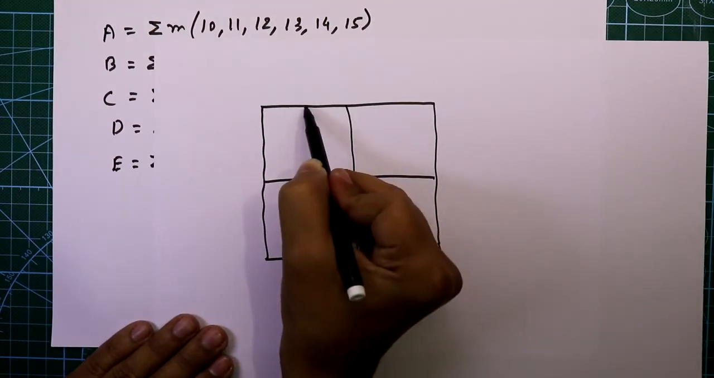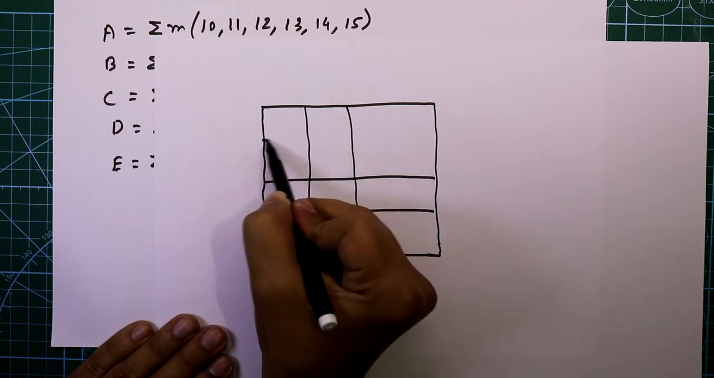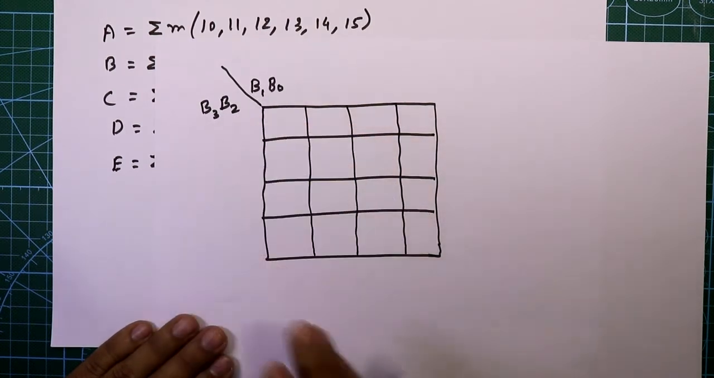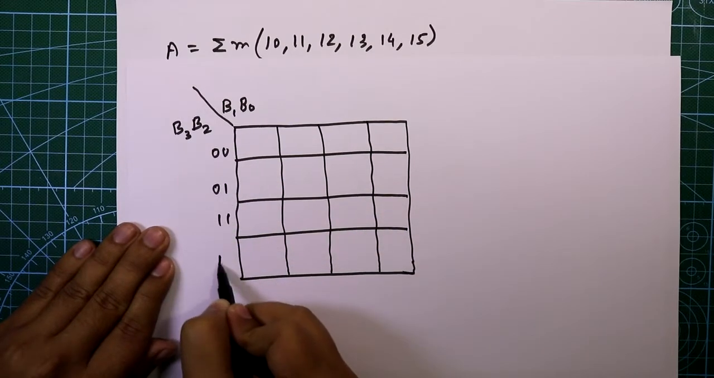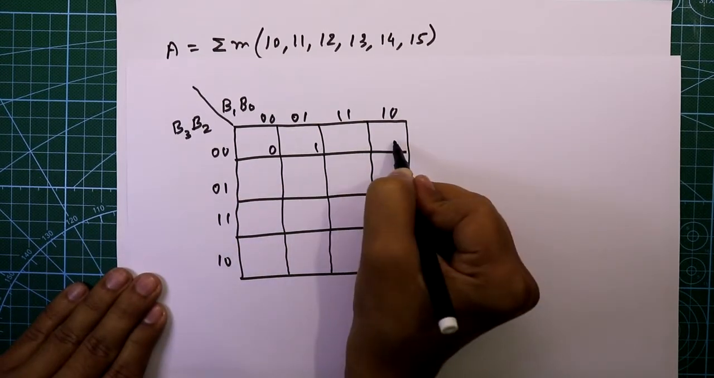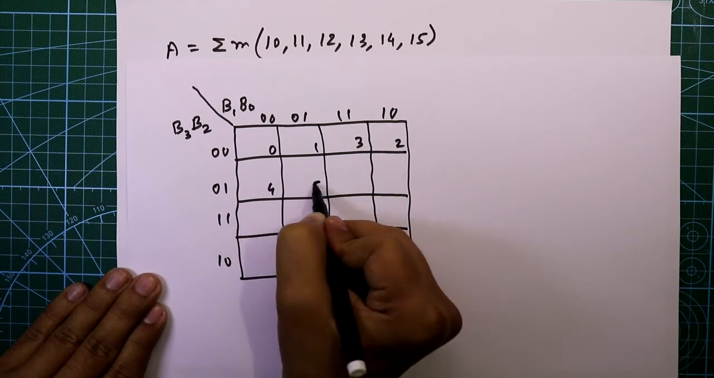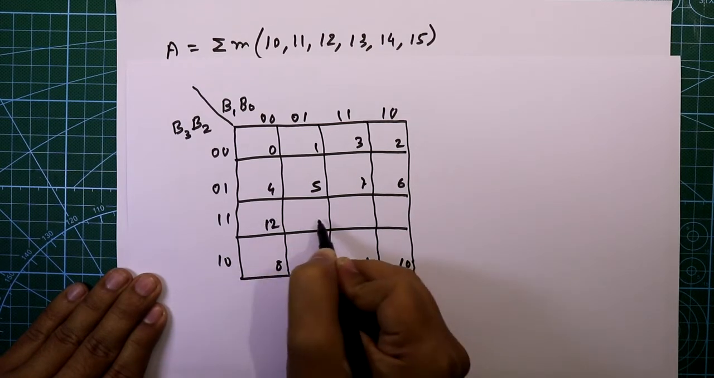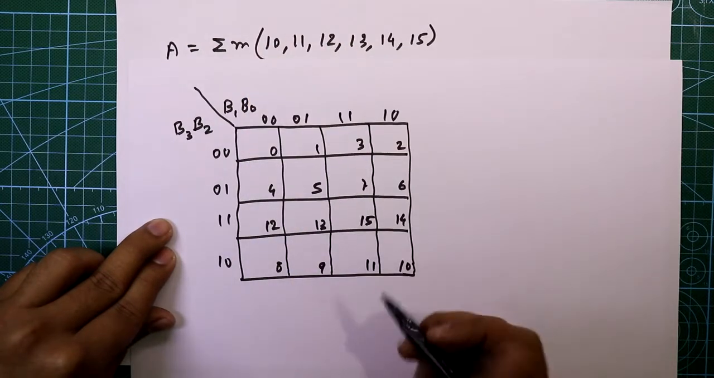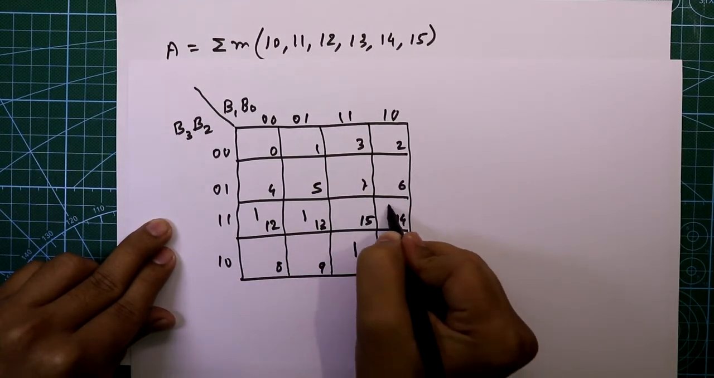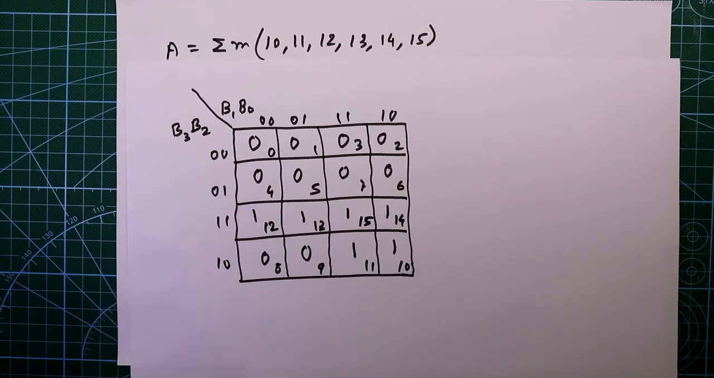As we have four variables, B0, B1, B2, and B3, so B3, B2 on one side and B1, B0 on the other. It is 00, 01, 11, 10. Here also 00, 01, 11, 10. Cells 0 through 15. So 10, 11, 12, 13, 14, and 15 are 1. Others are 0. Now make groups.